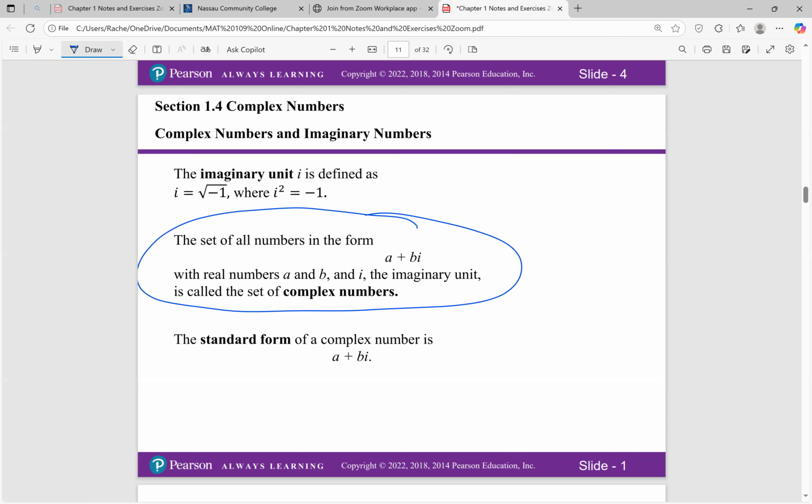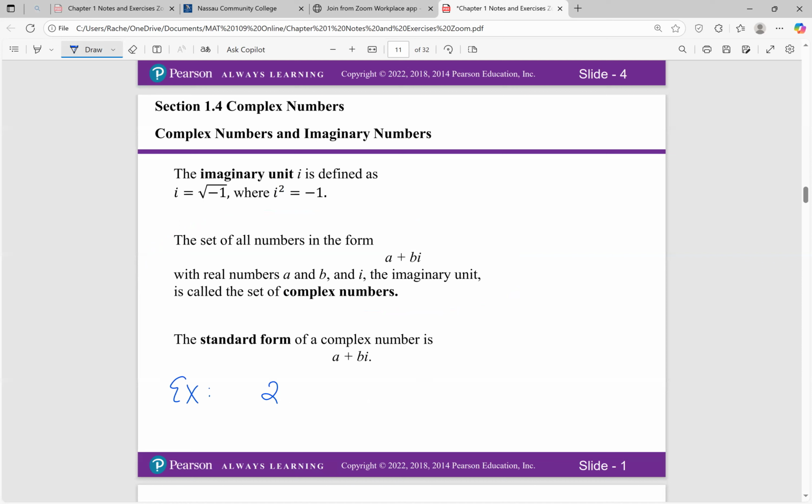Typically, the standard form of a complex number is a plus bi. So we write the real part and then the imaginary part, and that's standard form. For example, 2 plus 3i is a complex number. 2 is the real part, 3 times i is the imaginary part.